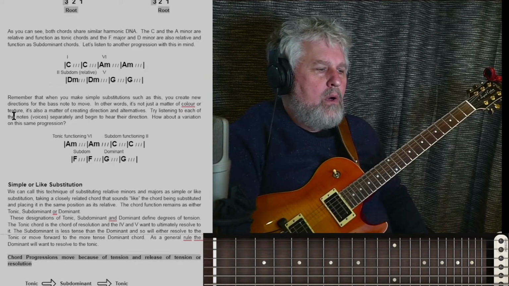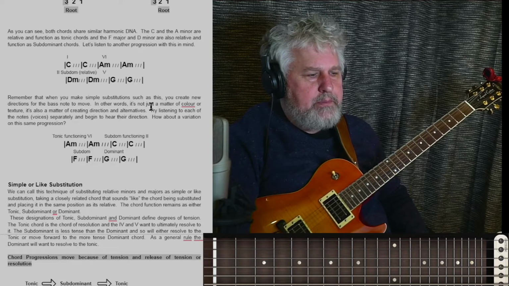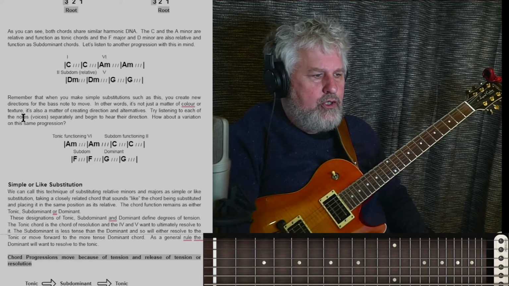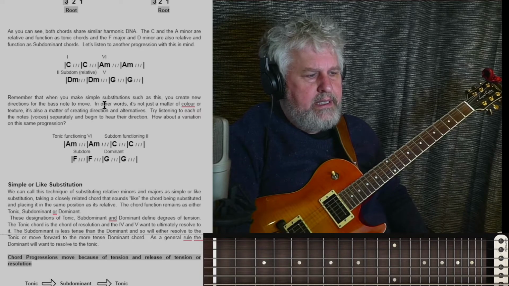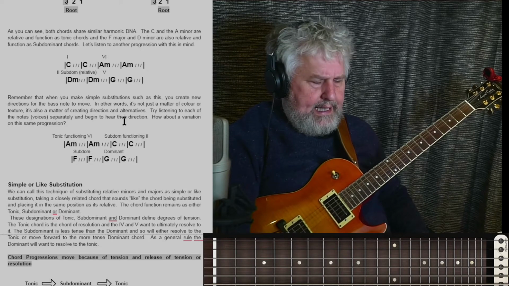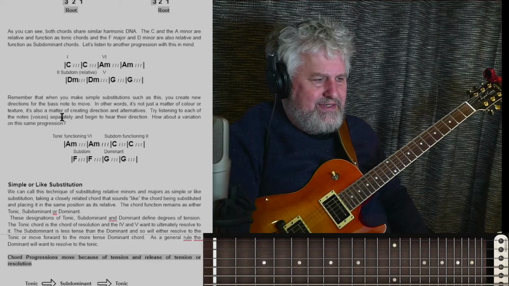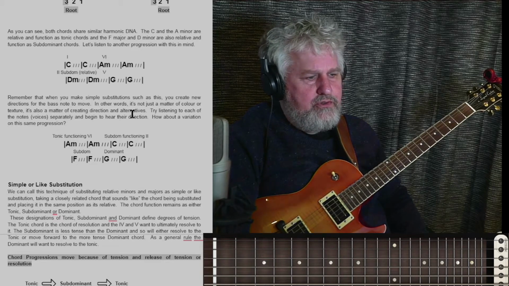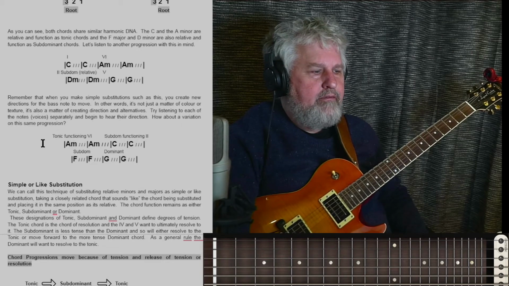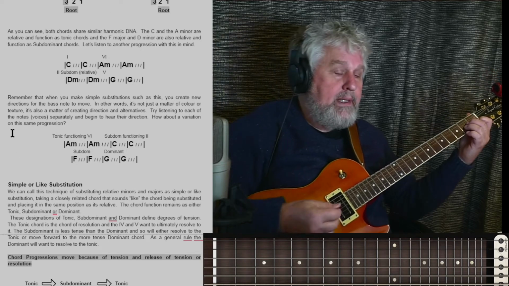All right, so let's move beyond that. Remember that when you make simple substitutions such as this, you create new directions for the bass lines. In other words, it's not just a matter of color or texture, it's also a matter of creating direction and alternatives. Try listening to each of the notes or voices separately and begin to hear their direction. How about a variation on the same progression that we just played?